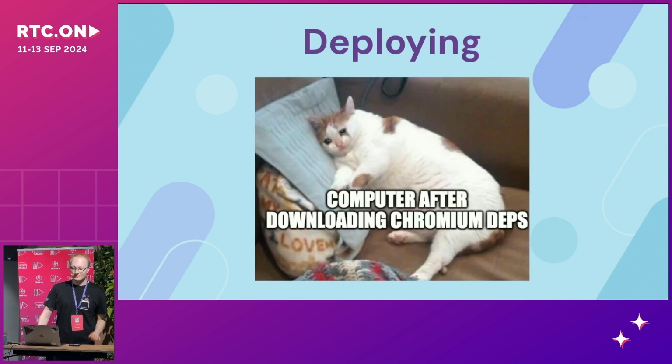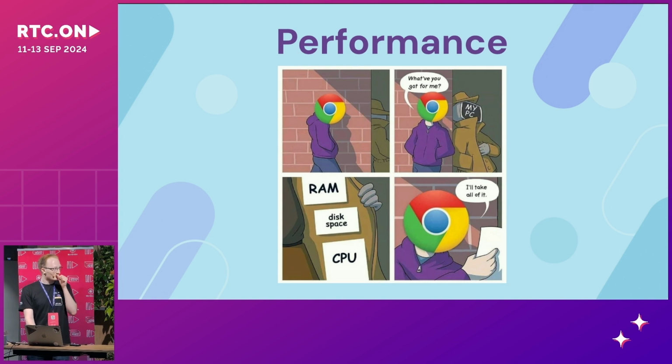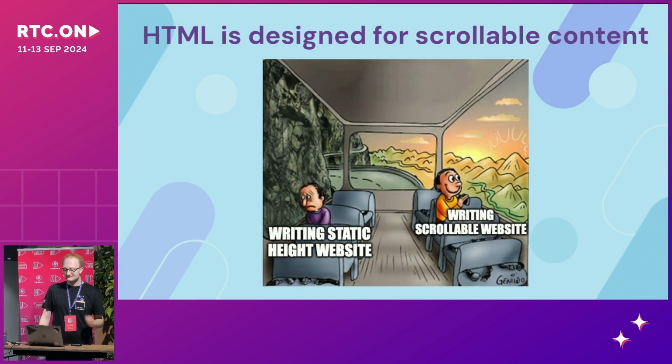Also, deploying Chromium isn't as pleasant as it might be. The repo itself is 3 gigabytes, the binary, and it has a lot of dependencies. When it comes to the performance, the fact that you are using Headless Chromium doesn't mean that it doesn't want to eat all your computer resources. So there's room for improvement there.